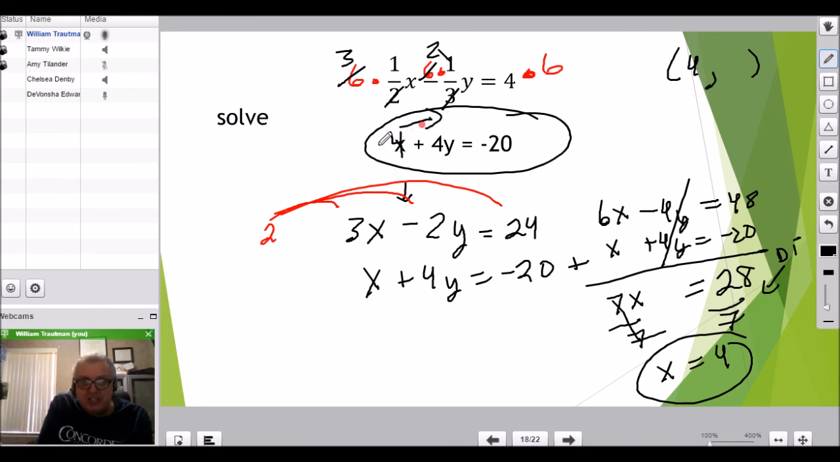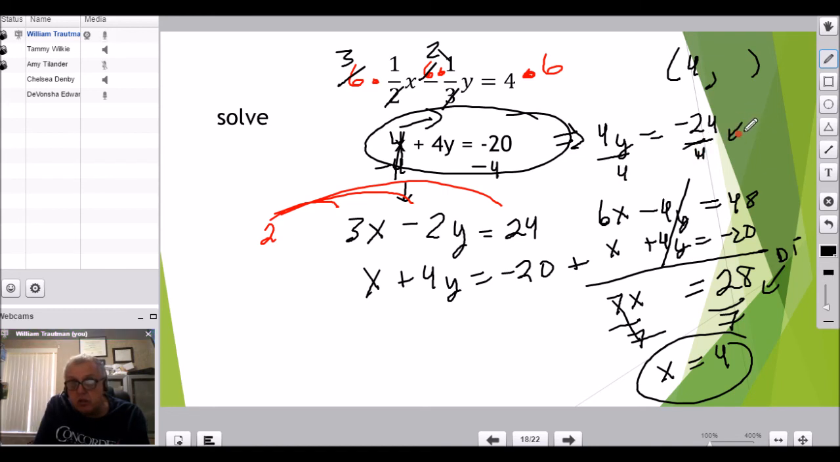I need to get the 4 to the other side by minusing 4, minusing 4. When I get that, I'm left with 4y equals a negative 20 minus 4, which is a negative 24. I divide both sides by 4. And I get y equals negative 6. Sorry, this is getting a little messy. And there's my other answer.